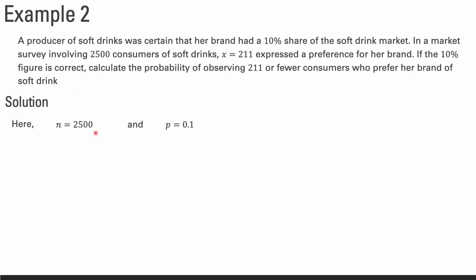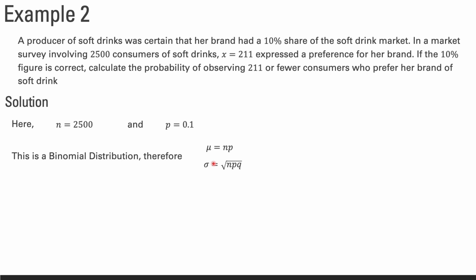So here n is equal to 2,500 and p is equal to 0.1, as we just saw in the statement. So this is a binomial distribution, right? And we know that for a binomial distribution, mu is equal to n times p, and sigma, or the standard deviation, is equal to the square root of n times p times q.